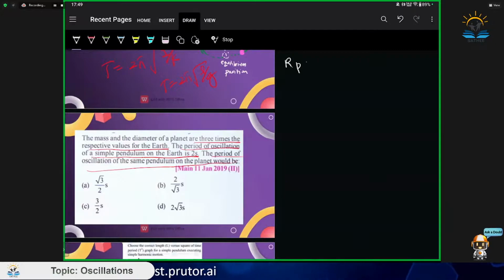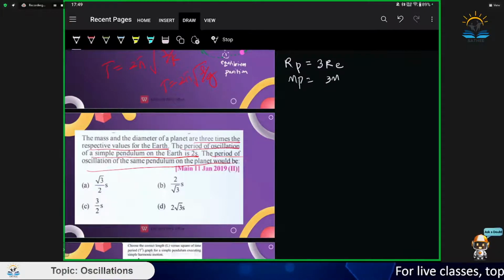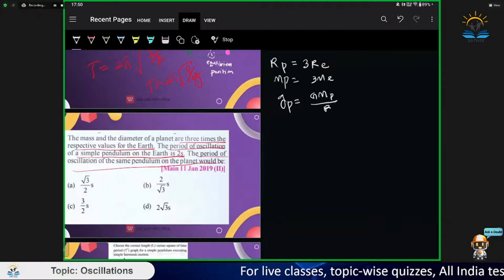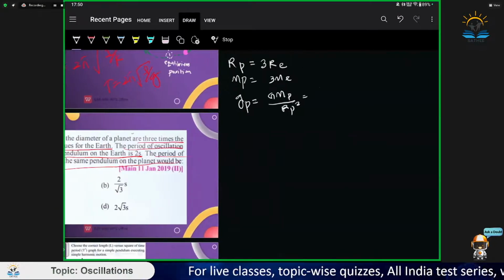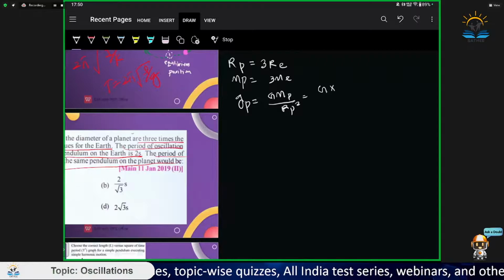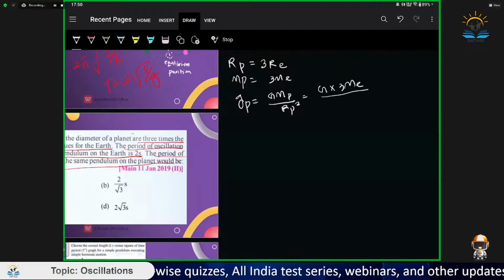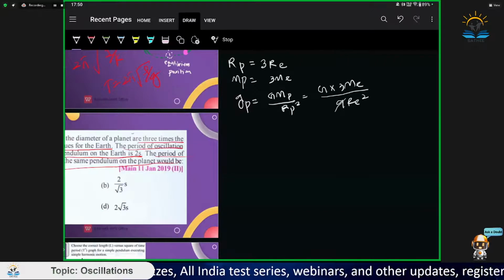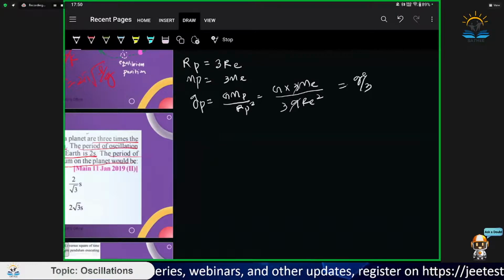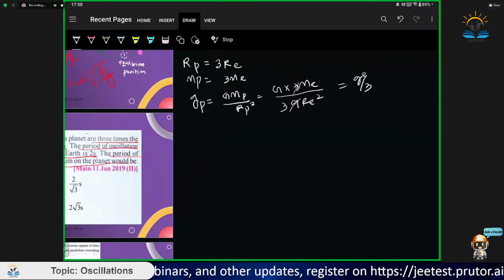Radius, diameter, again the same ratio. So the radius of the planet we can write as 3 times the radius of Earth, and the mass of the planet is 3 times the mass of Earth. So g_P will be G M_P divided by R_P squared. We can write G into 3 M_E divided by 9 R_E squared. So 3 we can cut. This will be g by 3. g_P will be g_E by 3.